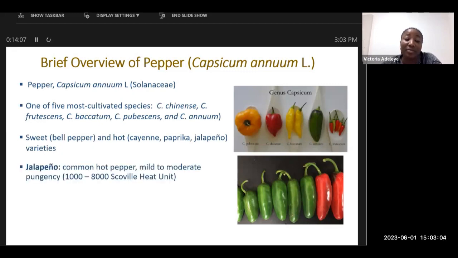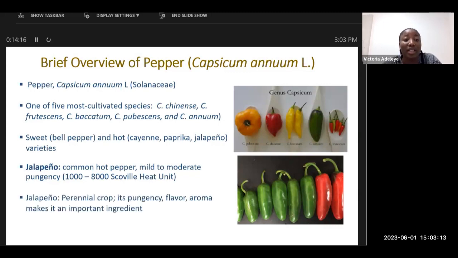And jalapeno is a common hot pepper to cook with. It has a mild to moderate pungency, which ranges between 1,000 to 8,000 Scoville heat units. Jalapeno is a perennial crop, and characteristics such as its pungency, flavor, and aroma make it an important ingredient in people's daily diet. Jalapeno is usually harvested as green, mature fruit for fresh market pepper.